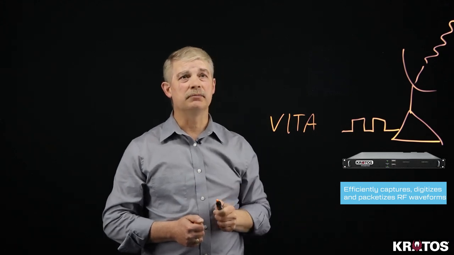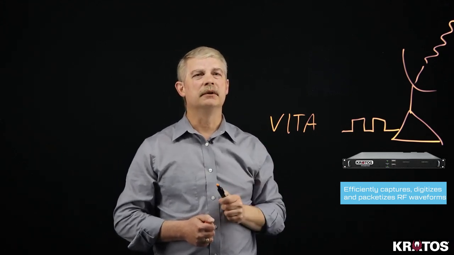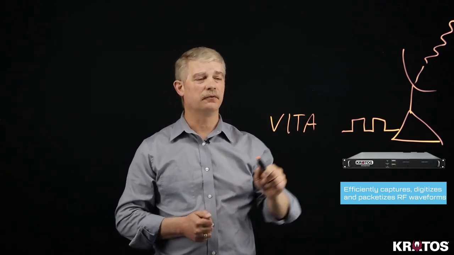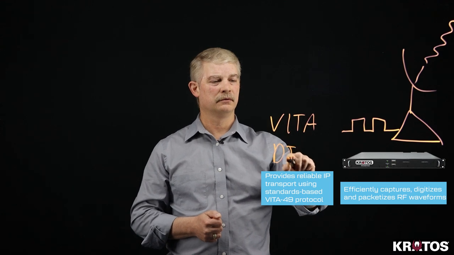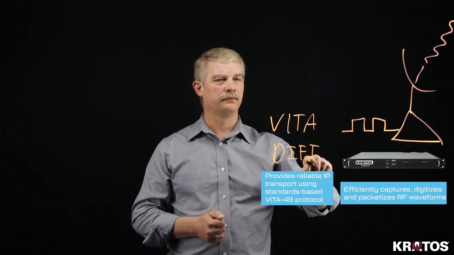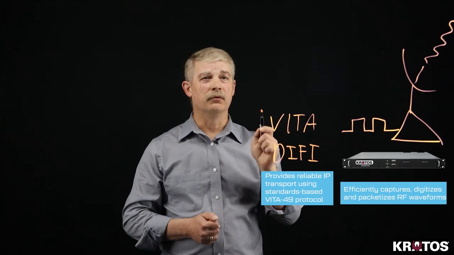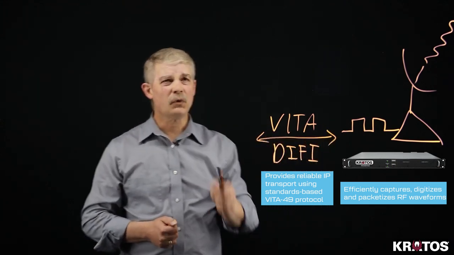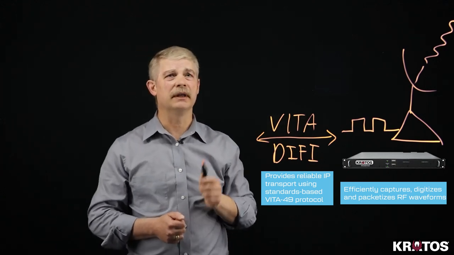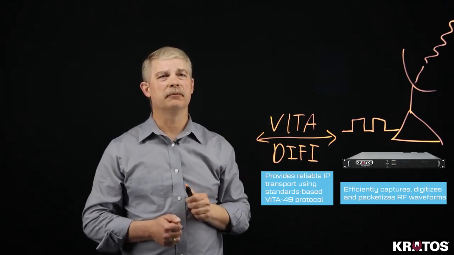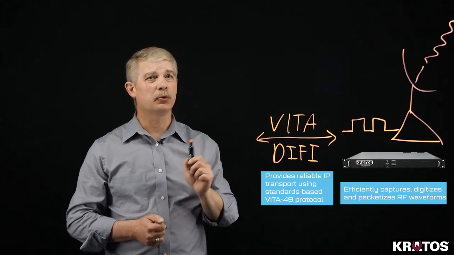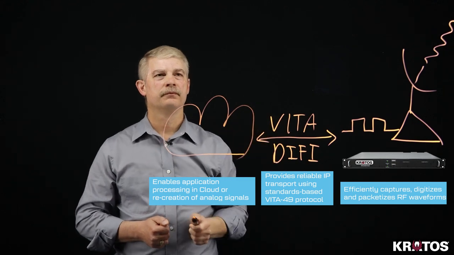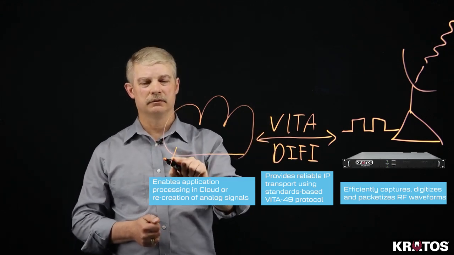SpectralNet can also output these packets in the widely adopted Digital Intermediate Frequency Interoperability, or DIFI, industry standard format for reliable transport over any network. Once you digitize your RF on the network, you can then process that information virtually in a public or private cloud environment that can be accessed from anywhere in the world.